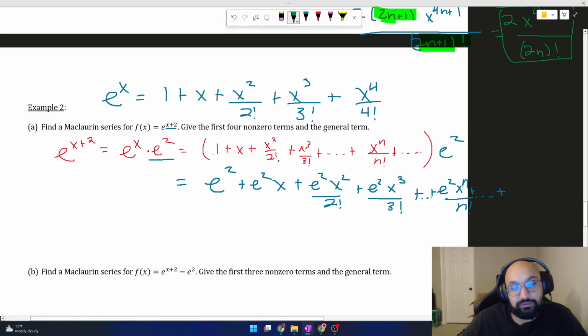Once again, we start with some n equal to 0. Since that term didn't get deleted, it stays n equal to 0. If you wanted to check, just plug in 0 over here, and notice that we get e squared x to the 0 over 0 factorial, which is just equal to e squared.